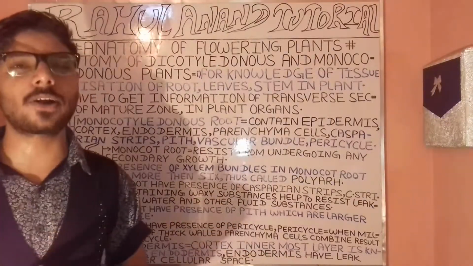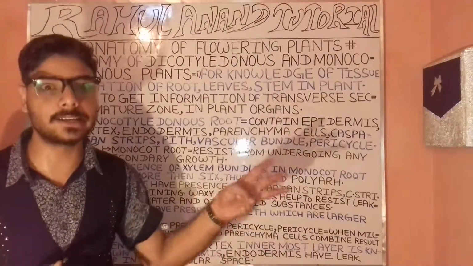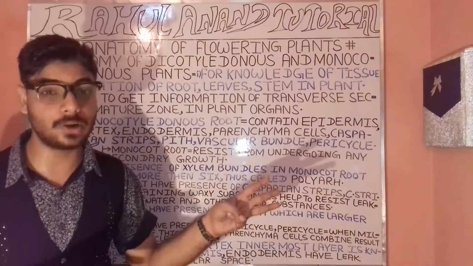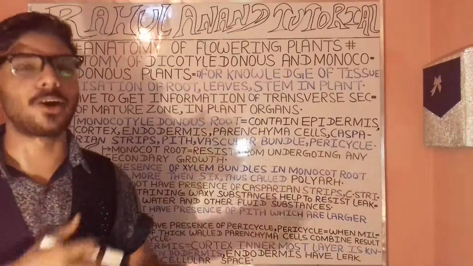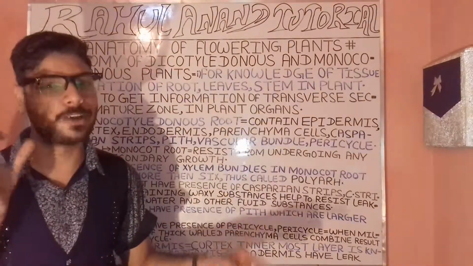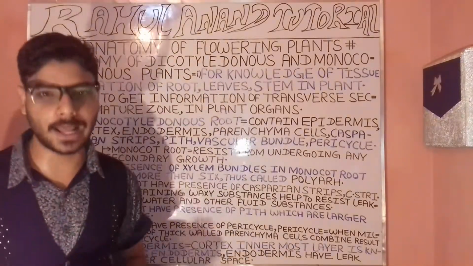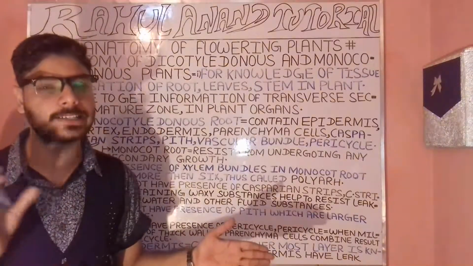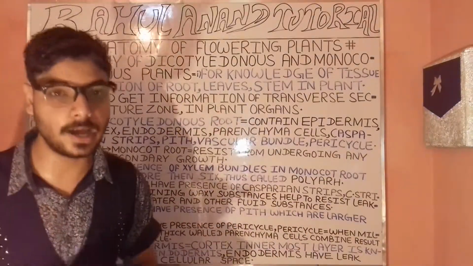As well as when we are talking about the divisions of the xylem region, these are particularly divided into three broad categories. So these are the tracheids, then we have the vessels, then we have the xylem parenchyma. Now let's understand these in order, in detail.